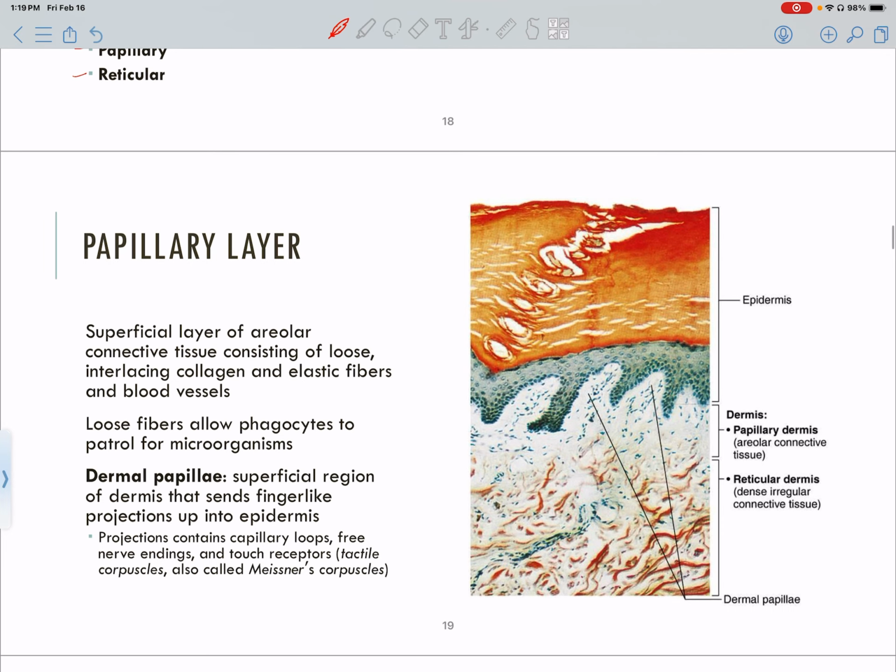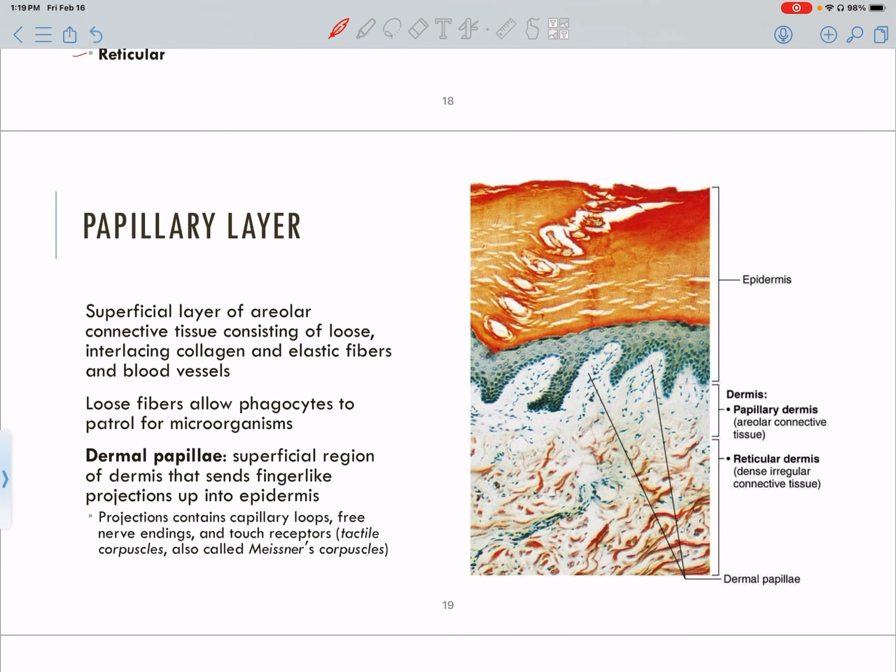So the papillary layer, as I mentioned previously, is called the papillary layer because it includes what are called dermal papillae. So these finger-like projections of the dermis into the epidermis. And these finger-like projections usually contain some sort of sensory component. So we learned about Meissner tactile corpuscles in lab, and you would find them right there. We also have some free nerve endings, as well as capillary loops, so some sort of blood supply in those areas.